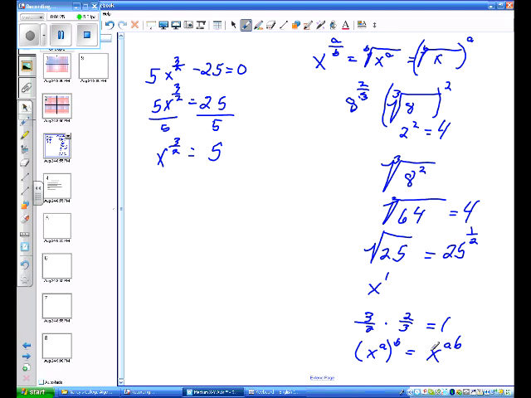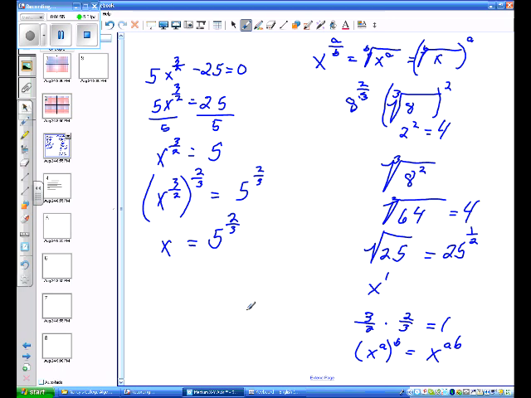So we're using a lot of our exponent rules. We're also using our multiplicative inverse property. So we want to raise this to some power, and we want to end up with x to the first. So that means we want to raise it to the reciprocal power. And if we do something to one side, we're going to have to do it to the other. So we get x is equal to 5 to the 2/3.